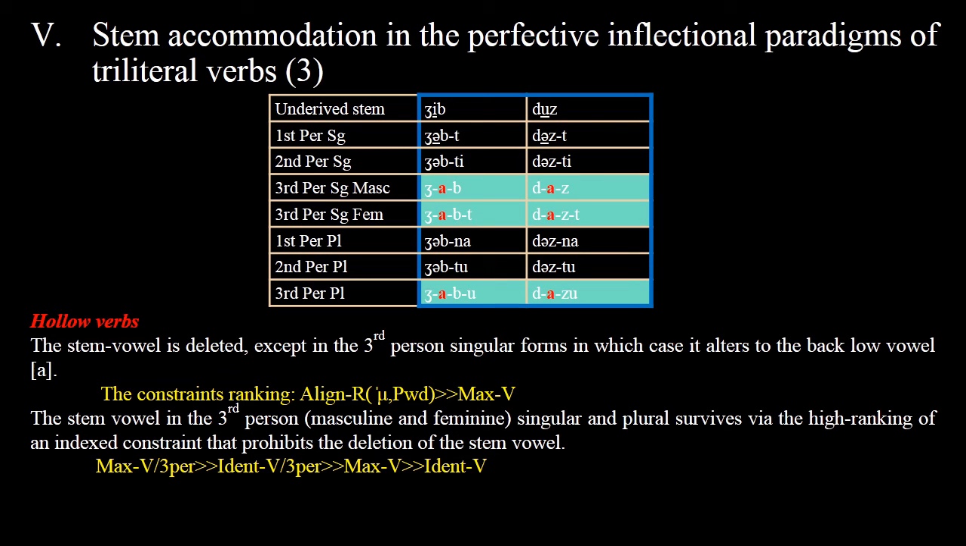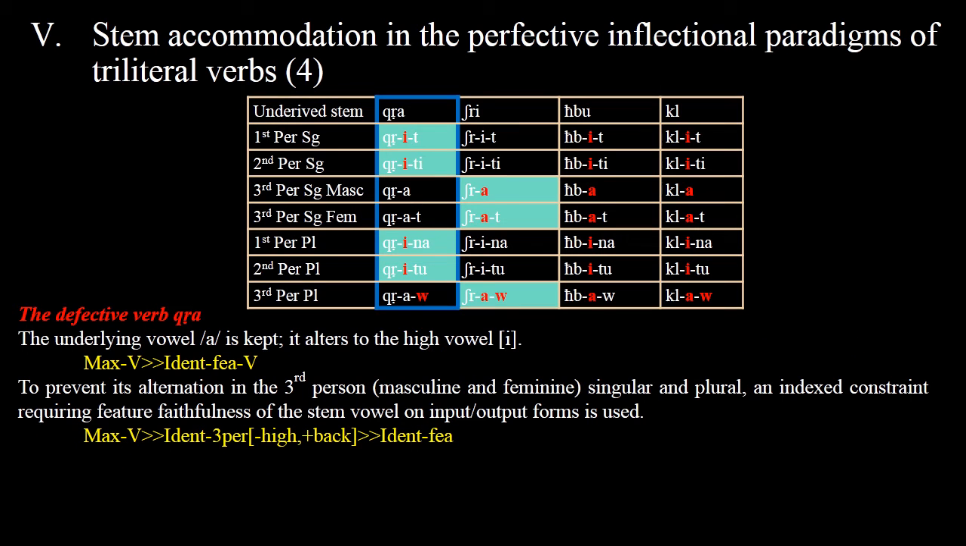Hollow verbs. The stem vowel is deleted, except in the third person singular forms, in which case it alters to the back low vowel a. The stem vowel in the third person, singular and plural, survives via the high ranking of an index constraint that prohibits the deletion of the stem vowel. However, its feature faithfulness is disrupted by the low ranking of the index constraint on its feature faithfulness.